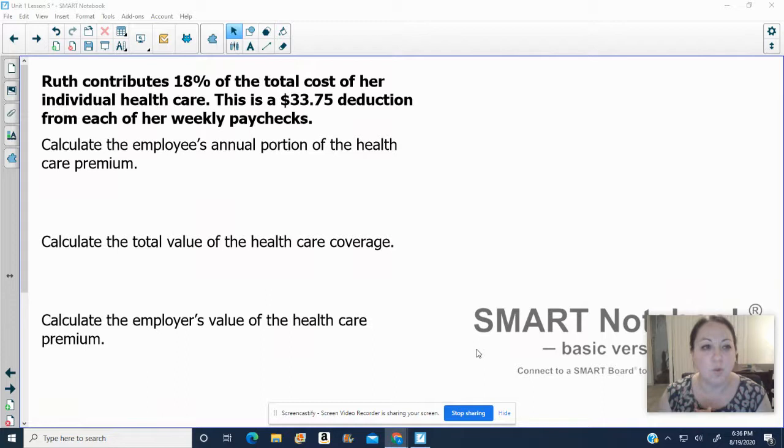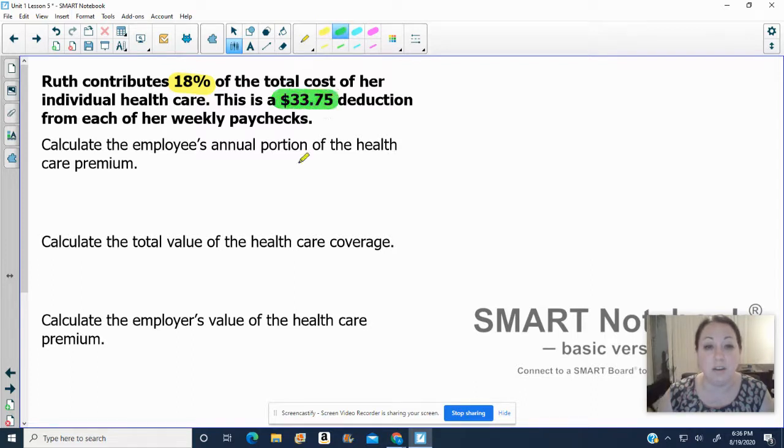Okay. Ruth contributes 18% of the total cost of her individual healthcare. This is a $33.75 deduction from each of her weekly paychecks. All this stuff in bold is really important. We need to know the percent that she's paying, we need to know the amount of the deduction, and we need to know what kind of checks she gets. Because if she gets monthly paychecks versus weekly paychecks, that's a very different amount.